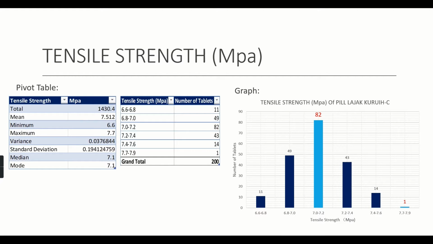So last, for tensile strength, which is measured in unit megapascal, the total we measure is 1,430.4 megapascal for 3 shifts, and the mean we get is 7.512. From the graph, we observe that the 82 tablets in the range of 7 to 7.2 megapascal is the maximum tensile strength of PILL LAJAK KURUIH-C, and it also has a mode of 7.1 megapascal, which is the maximum number of tensile strength obtained, and the minimum number we obtain in range 7.7 megapascal to 7.9 megapascal with 1 tablet marks the minimum tensile strength.